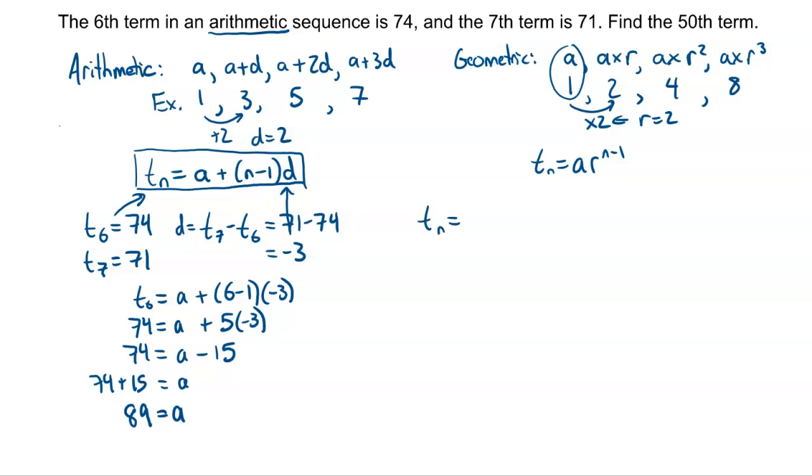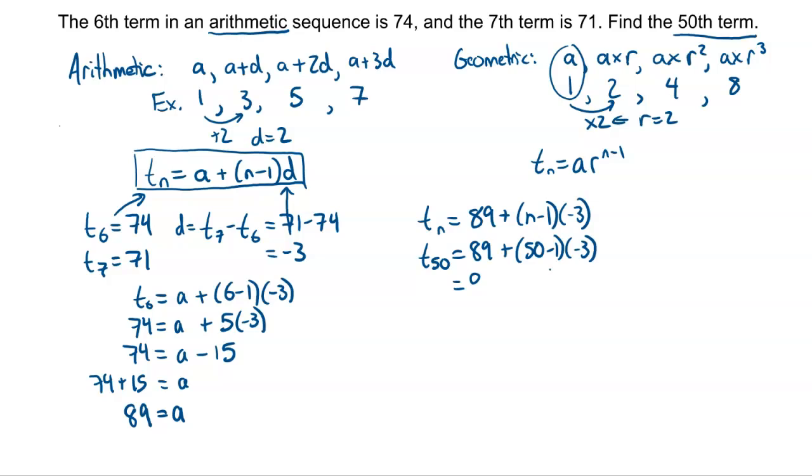And so from there, now we go ahead and we revisit the Tn equals a plus n minus 1 times d, but we can substitute in the a and the d value now. So the a is 89, and the d value is negative 3. So now I know I'm after the 50th term, so if I put n equals 50 into this equation, then I can go ahead and say 89 plus 50 minus 1 times negative 3. So that 50 minus 1 gives me 49.